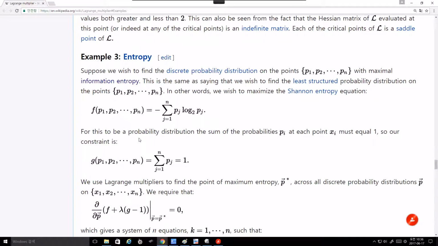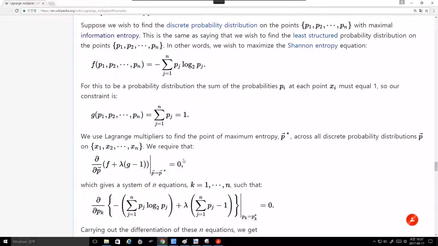P1 to pn are probabilities, so they should sum to 1, because this is a discrete probability distribution. If they were continuous, they would be integrated to 1. For this to be a probability distribution, the sum of the probabilities pi at each point xi must equal 1. So our constraint is this one. You don't have to know entropy, but our goal is to maximize this one, and the constraint is this one. Again, we set up the Lagrangian.